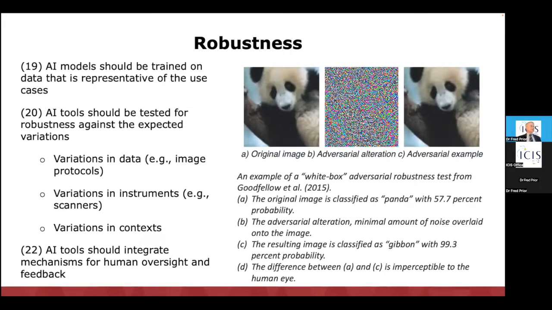Robustness has to do with whether the models are trained on representative data, but also dealing with problems such as the adversarial robustness problem. So this is an example from Ian Goodfellow. This is the original image, which was classified as a panda. This amount of random noise was added. It's a very tiny amount of noise. And all of a sudden, the same algorithm said, this is very definitely a gibbon. Well, we can't see the difference between the two images, but the algorithm clearly failed the robustness test. So this kind of testing, which is called white box adversarial robustness testing, is really important.